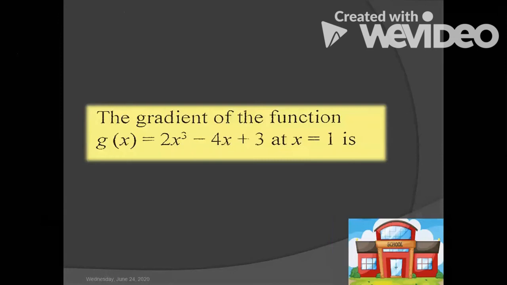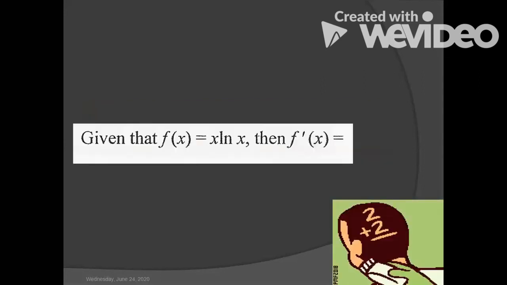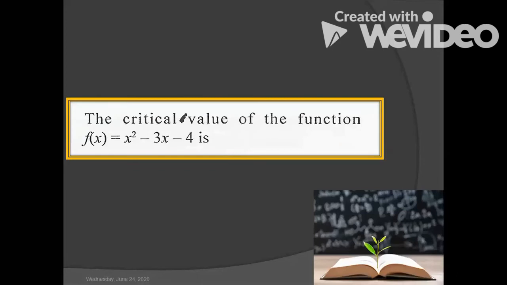This question is very similar to the one we did earlier on. It is asking us to find the gradient of that function when x is equal to 1. So what we're going to do is differentiate this and replace x with 1. Now notice the difference. Let me go back.